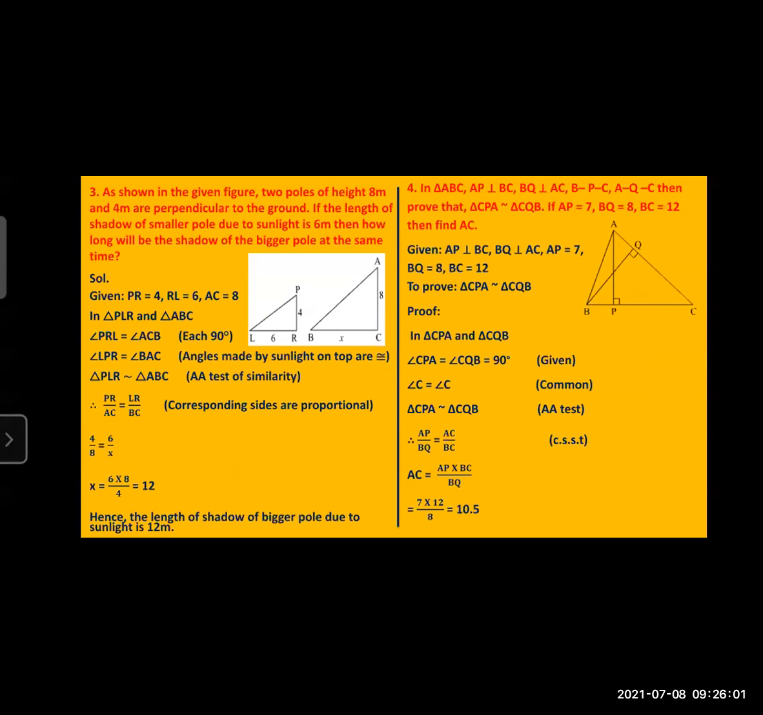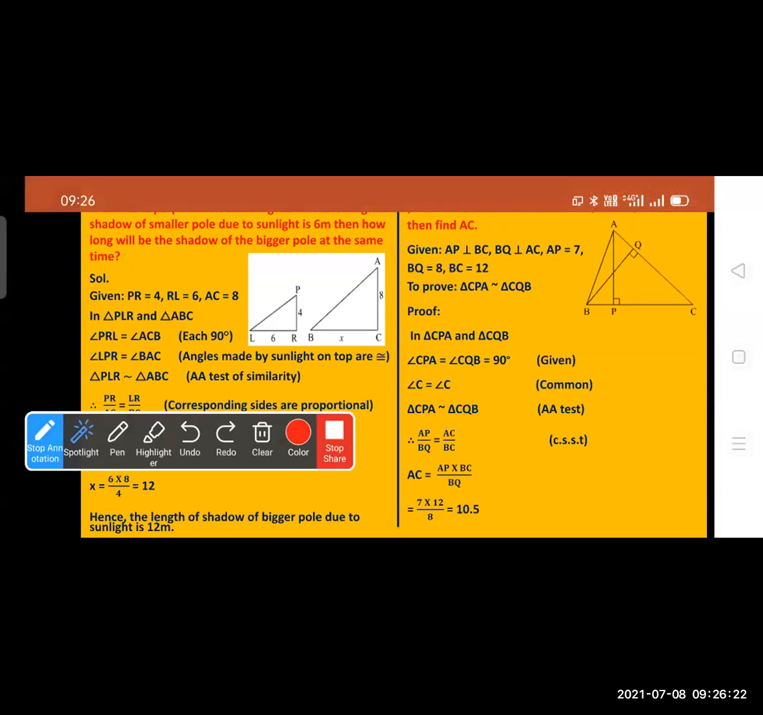Okay, so by using the given, we first write the given condition and what to prove. So check in the figure, AP is perpendicular to BC and BQ is perpendicular to AC. AP is given as 7, BQ is 8 and BC is given 12. So you have to prove the given condition one by one. Prove this condition: CPA similar to CQB. This you have to prove.